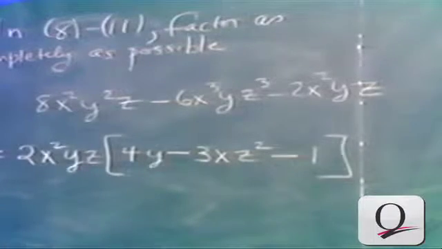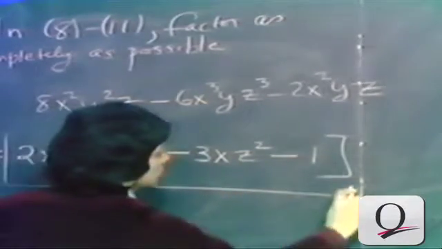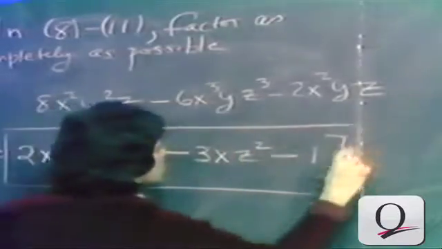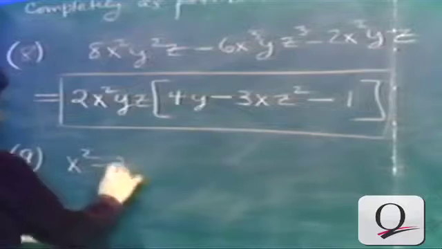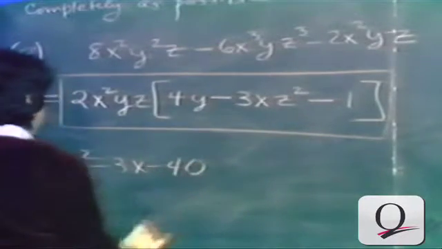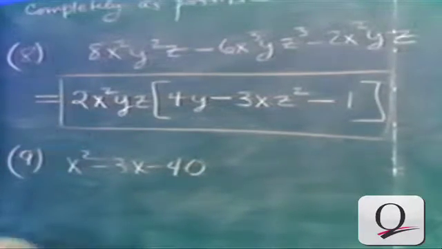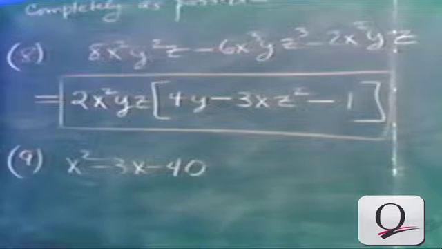Okay, in problem 9, x squared minus 3x minus 40. There is no common factor other than one that we can pull out.